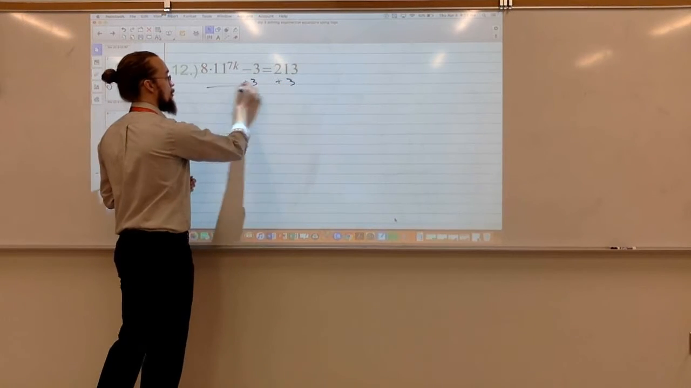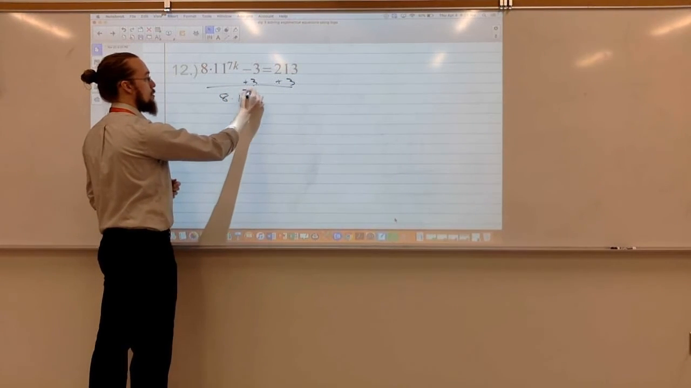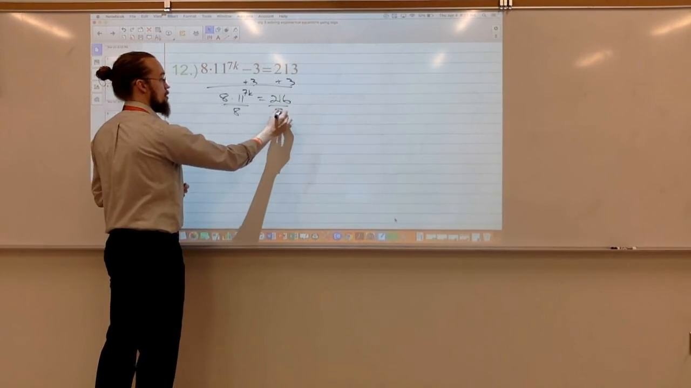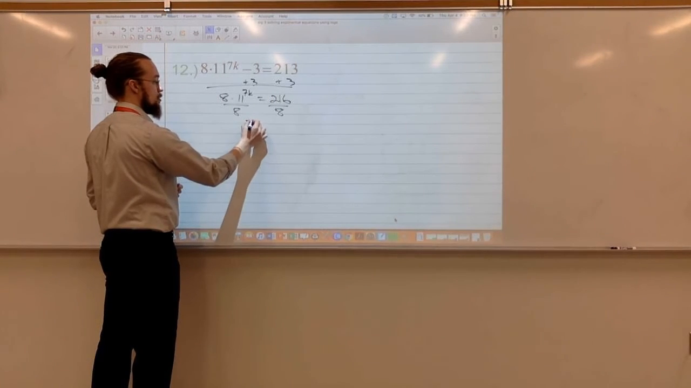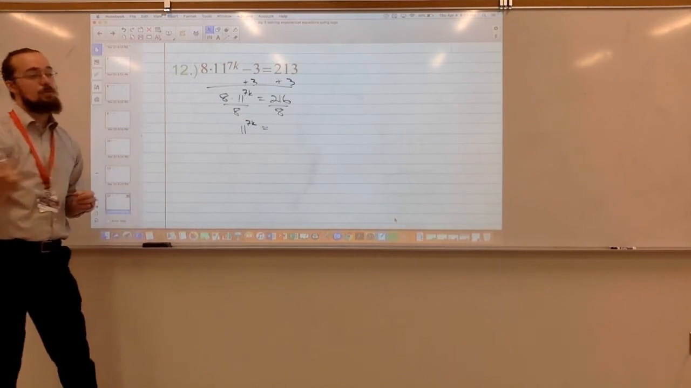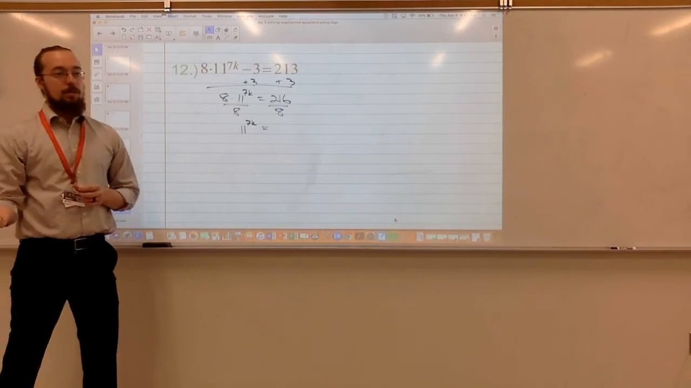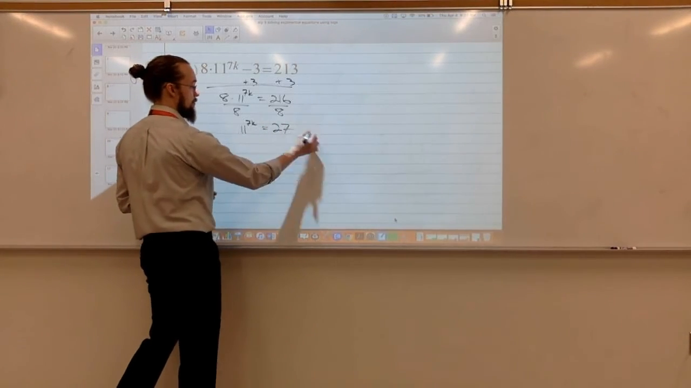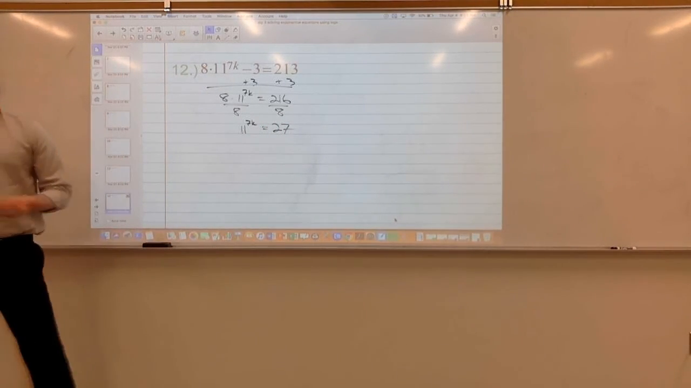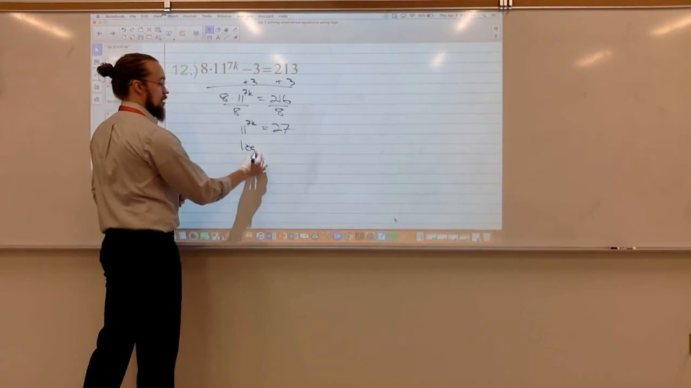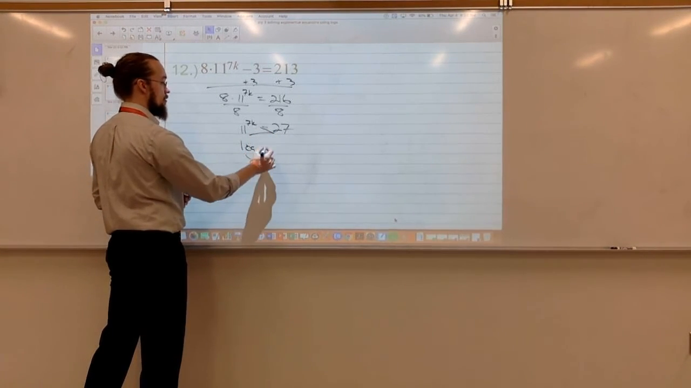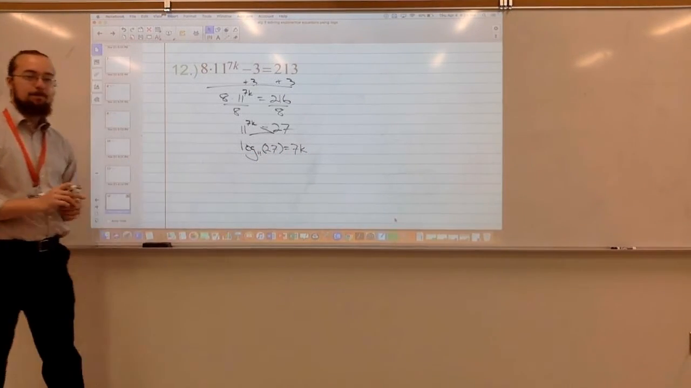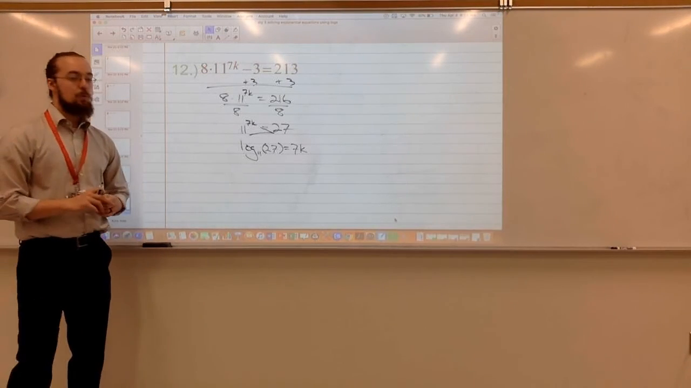So we'll add the 3 over. So 8 times 11 to the 7k equals 216. Divide both sides by 8. We get 11 to the 7k equals 216 divided by 8, 27. Now I can rewrite it as a log. So log base 11 of 27 equals 7k. What's log base 11 of 27?